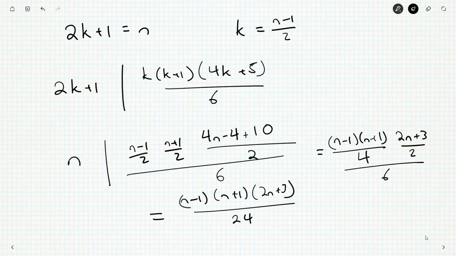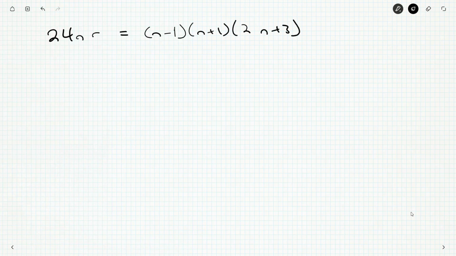But then, I think we're in a slightly better situation. So 24 nr has to be equal to n minus 1 times n plus 1 times 2n plus 3. But there's no factor of n that I can take out, just like there wasn't a 2k plus 1 that I could take out. So perhaps this isn't the best thing to do either.